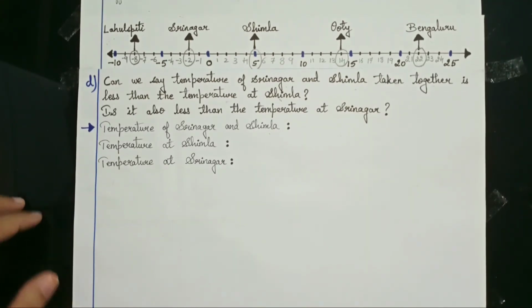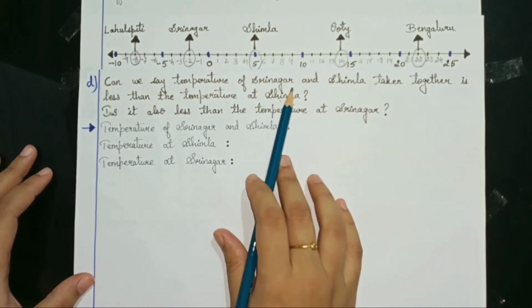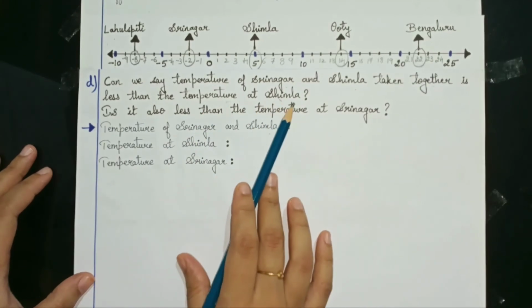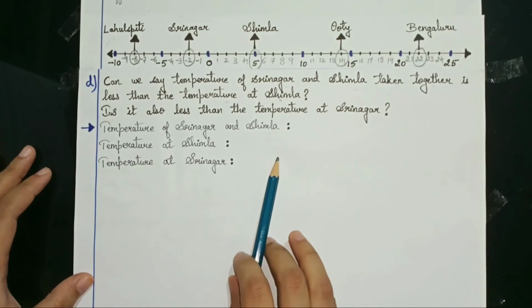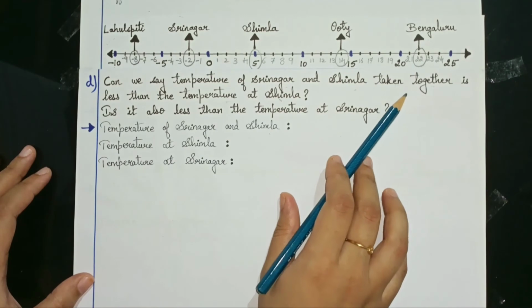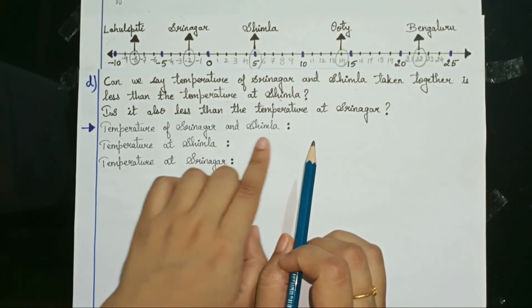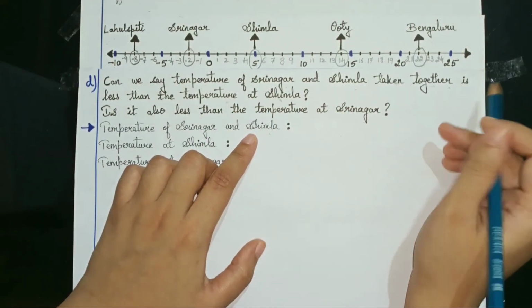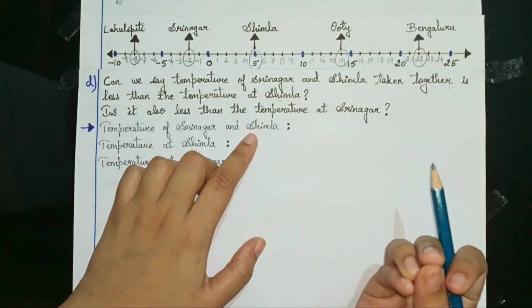Next, in question number D, what they are asking is: can we say that the temperature of Srinagar and Shimla taken together is less than the temperature at Shimla? Is it also less than the temperature at Srinagar? So what they have asked here is the temperatures of Srinagar and Shimla taken together. Let us find that first. Together means you have to do addition, correct? So we will add the temperature of Srinagar and the temperature of Shimla.